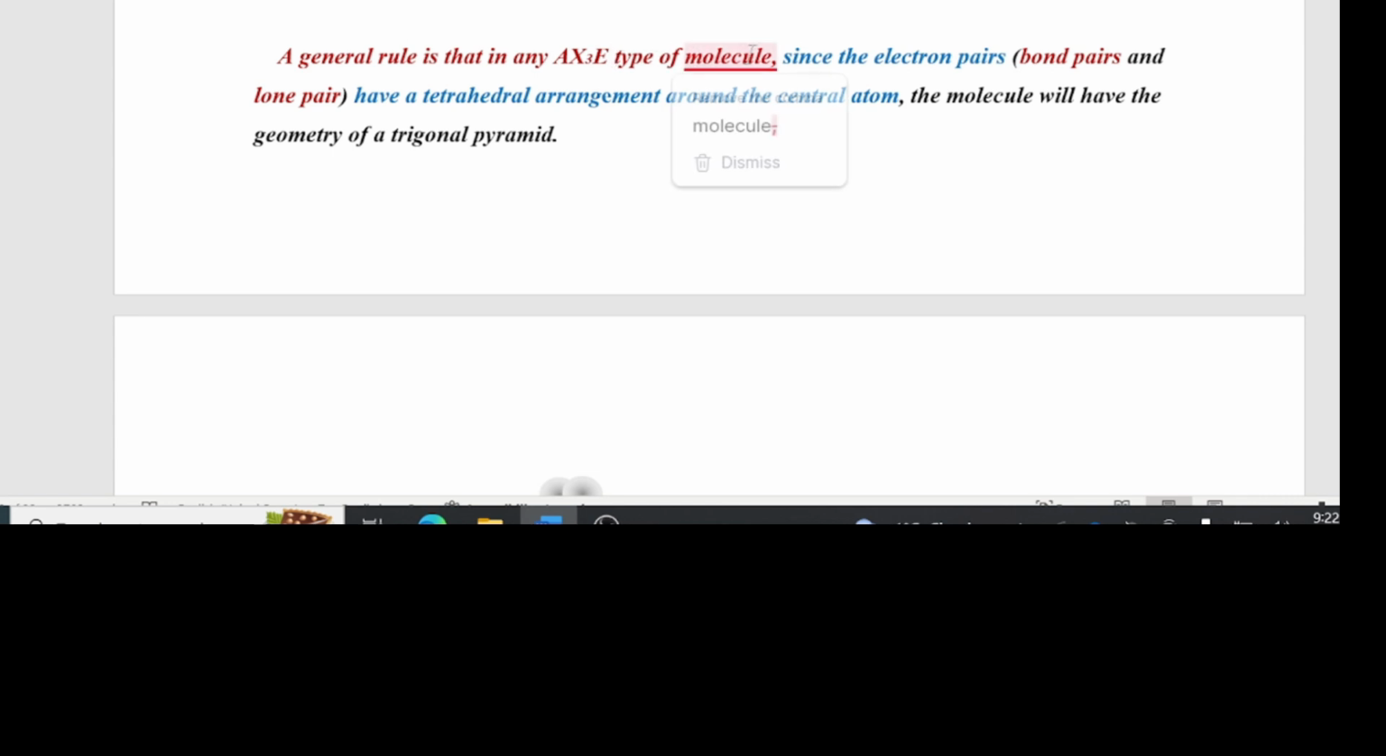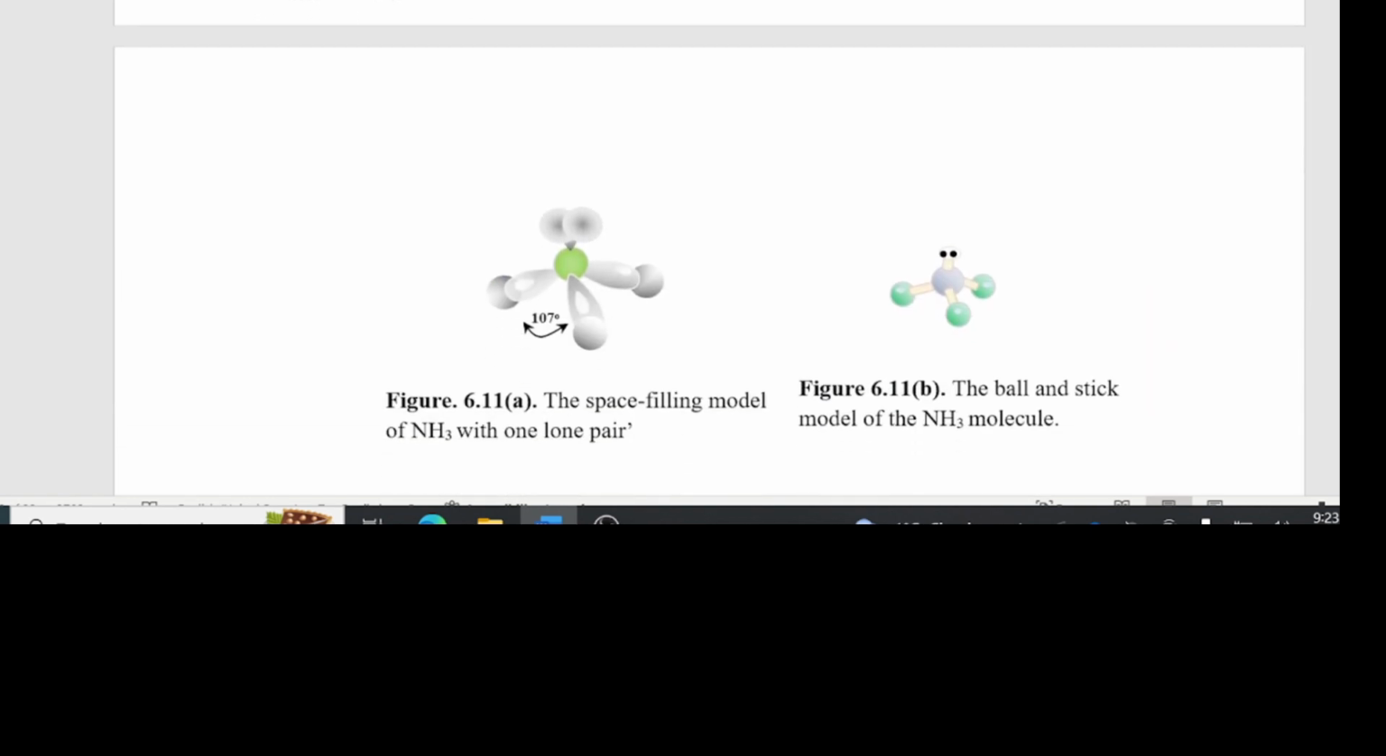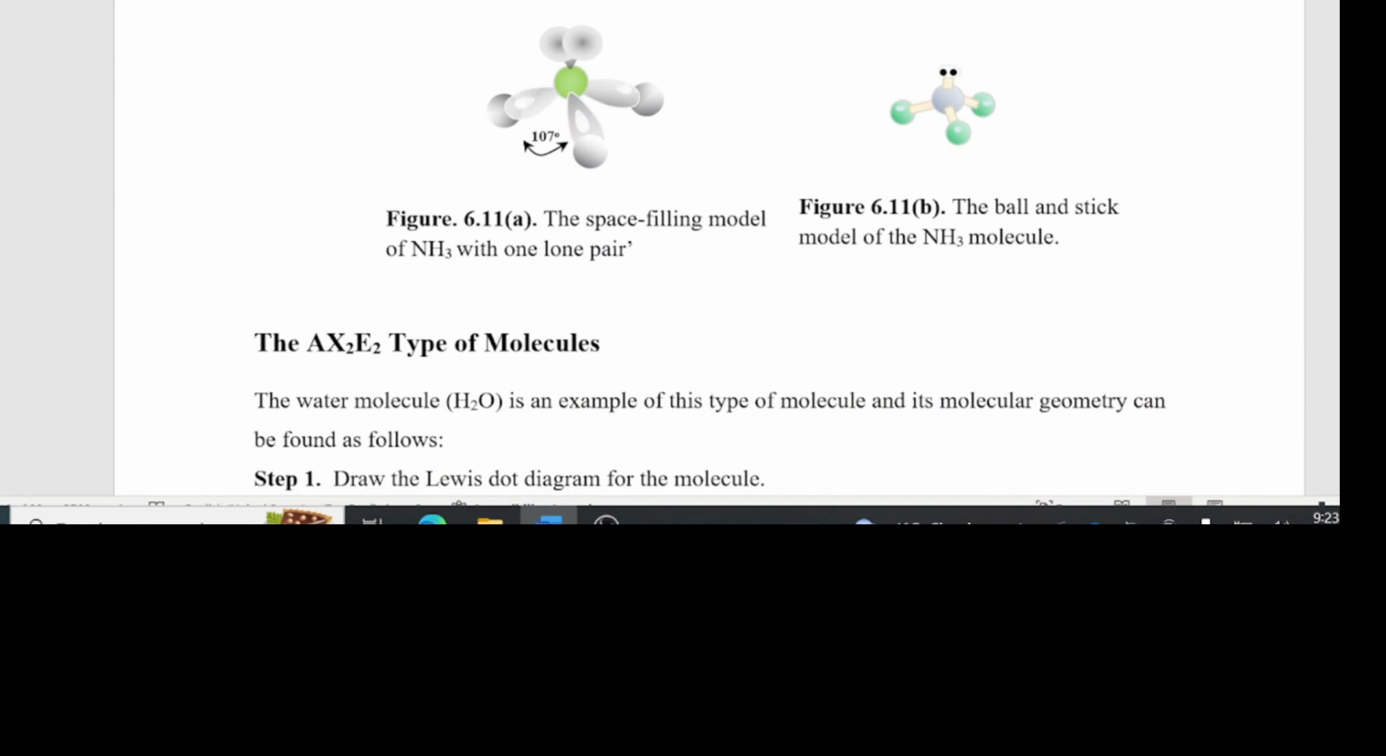Any AX3E type molecule, since the electron pairs, bond pairs and lone pairs have a tetrahedral arrangement around the central atom, will have the geometry of a trigonal pyramid. So if you make the ball and stick model and take a picture of that, you get what is called a trigonal pyramid. Electron pairs, tetrahedral arrangement, but the geometry now is that of a trigonal pyramid.